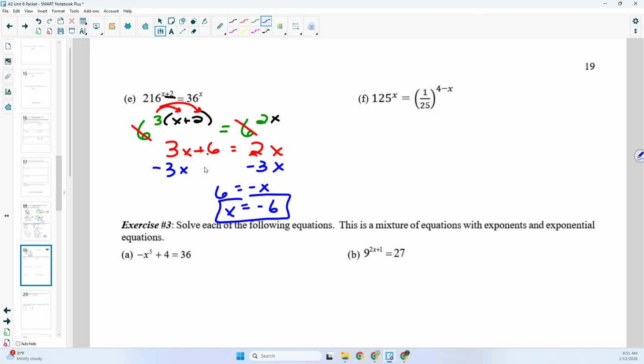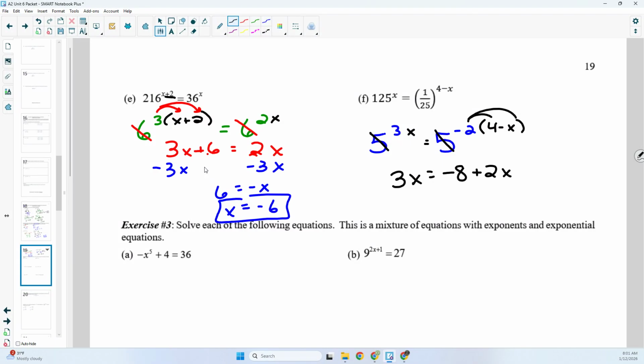And the next one, I see a 125 and a 1 over 25, both powers of 5. So here I have a 5 to the third. And here I have a 5 to the -2. Cancel my 5's, and I get 3x equals -8 plus 2x. Move over the 2x, and I get x equals -8.